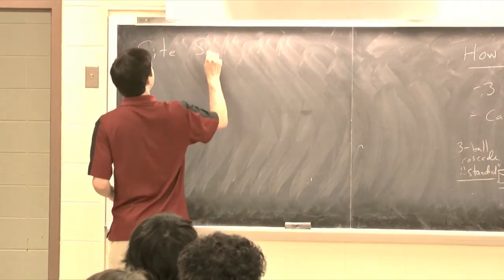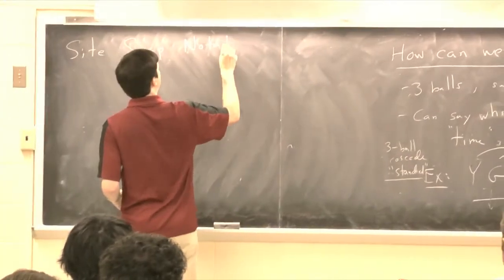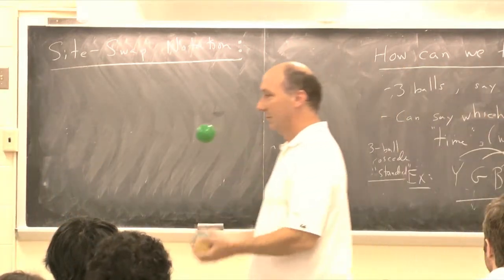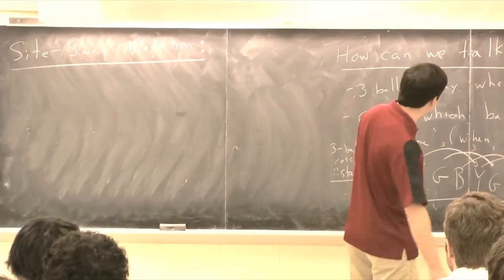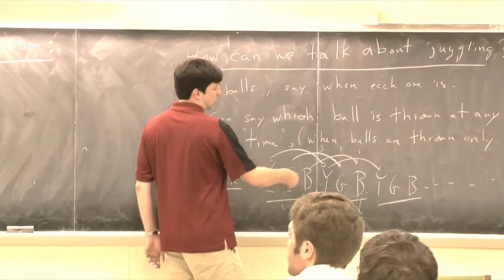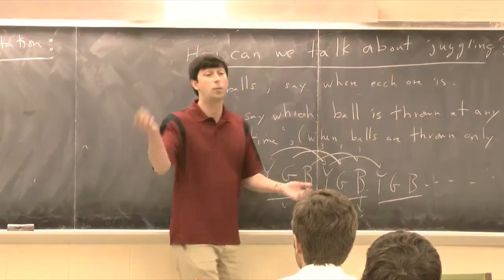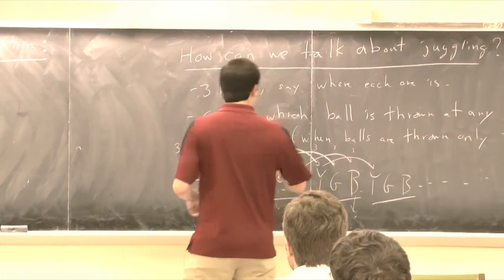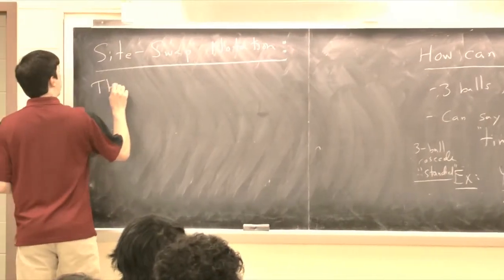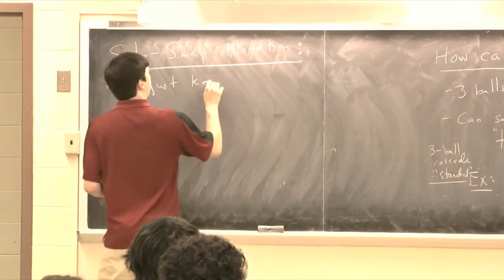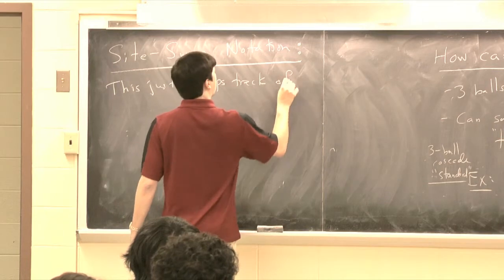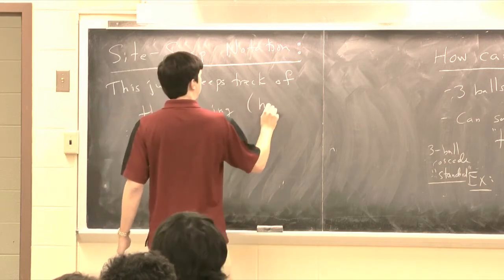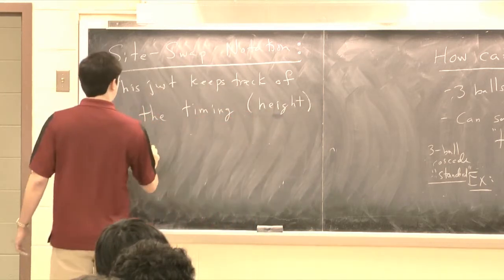So the last notation is called site swap notation. And the site swap notation just focuses on the timing of what's happening. So what it says is that for every ball, if I know where the balls start, because that's how I start with my hands, I'm keeping track of how much later the ball comes down, how far you throw. You could translate from all these colors here, if you didn't know what colors the balls were, you could try to fill it in. So this just keeps track of the timing, or height, of each throw.